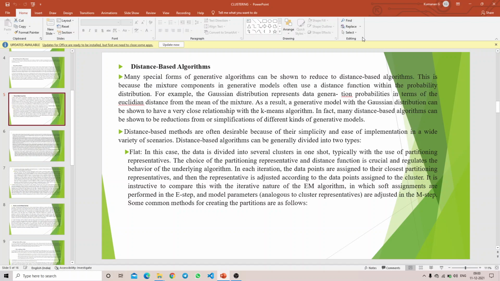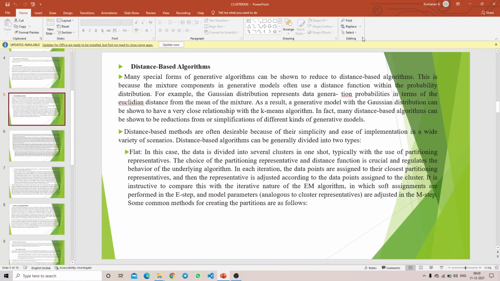Many special forms of generative algorithms can be shown to reduce to distance-based algorithms. This is because the mixture components in generative models often use a distance function within the probability distribution. For example, the Gaussian distribution represents data generation probabilities in terms of the equivalent distance from the mean of the mixture. As a result, a generative model with the Gaussian distribution can be shown to have a very close relationship with the k-means algorithm.